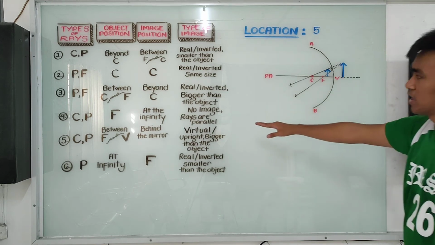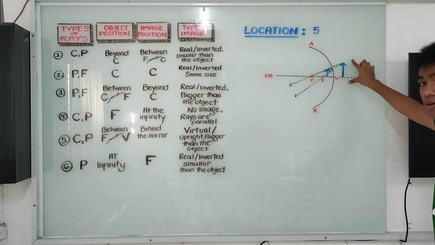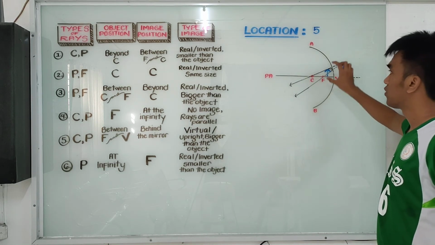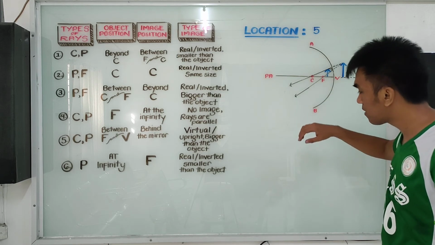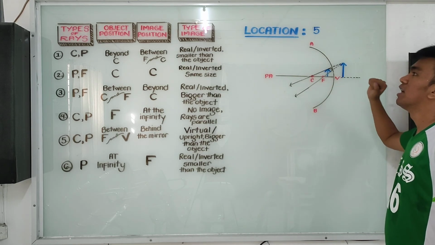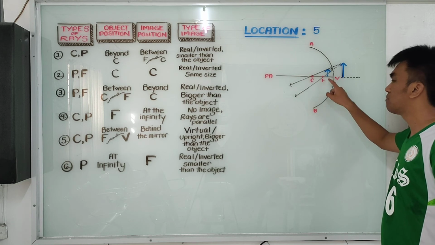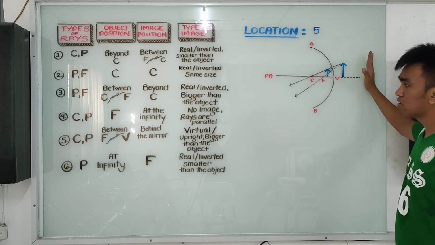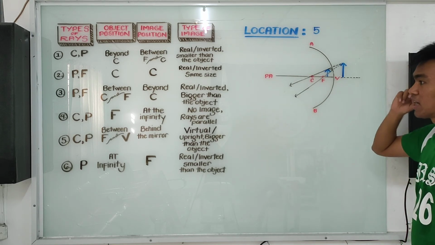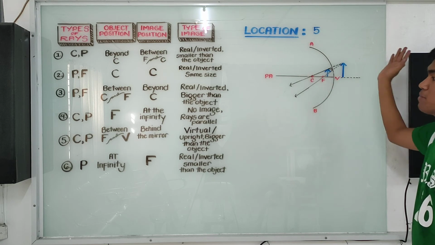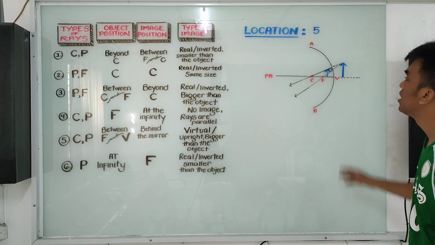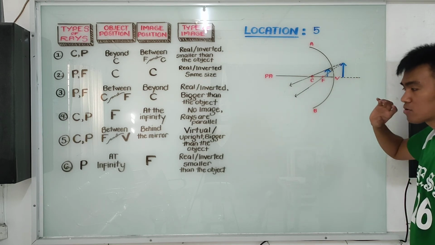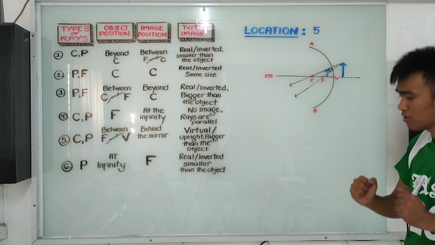So that's why the type of image that will be formed is virtual and upright, nakatayo, and it's bigger than the object. So whenever the position of the object is between F and V, the focus and the vertex, it seems that the image appears from behind. Parang nanggaling sa likod. So that's why it's bigger, upright, and virtual.